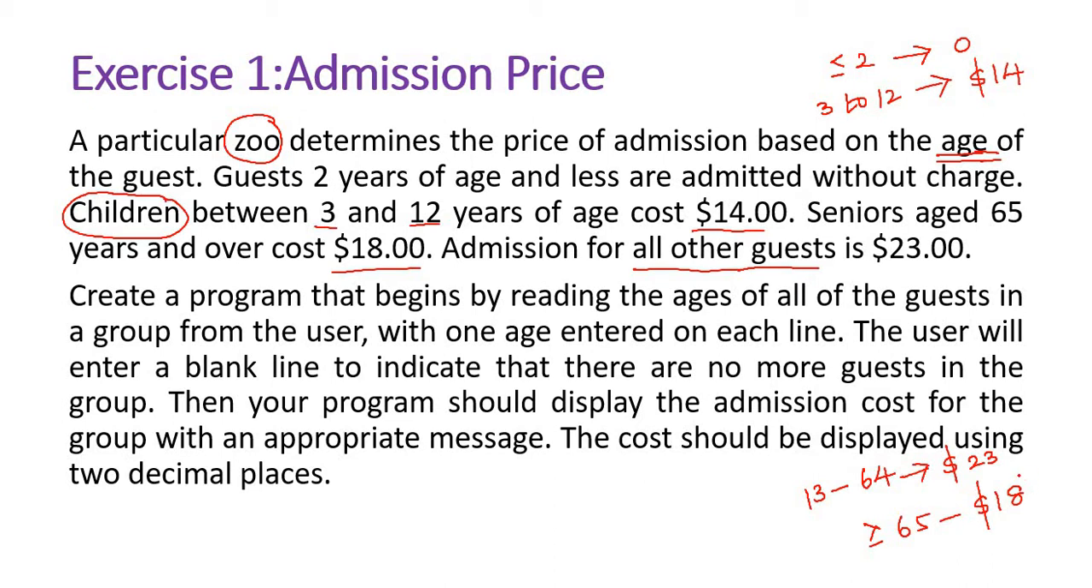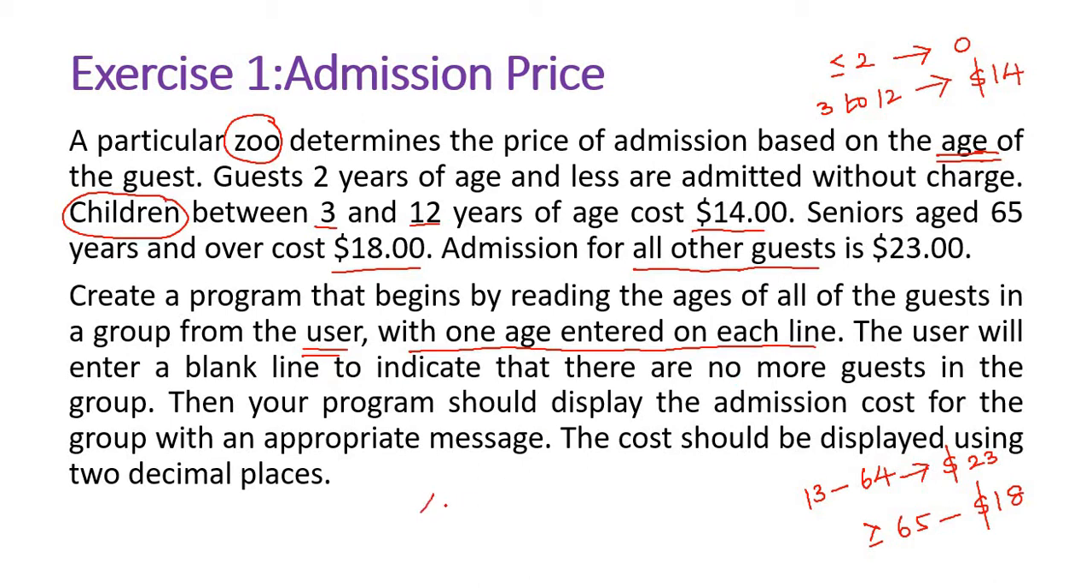Then what you need to do, they are giving some instructions on how to write the program. Create a program that begins by reading the ages of all the guests in a group from the user. So the user has to enter the age, with one age entered on each line. The user will enter a blank line to indicate that there are no more guests in the group.